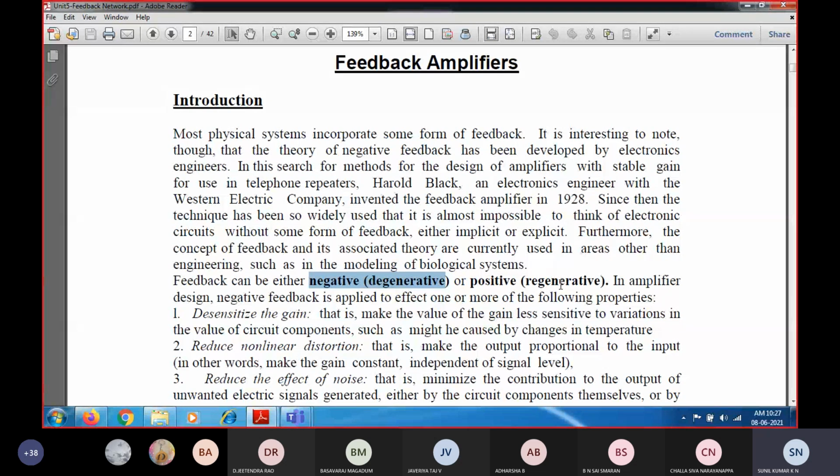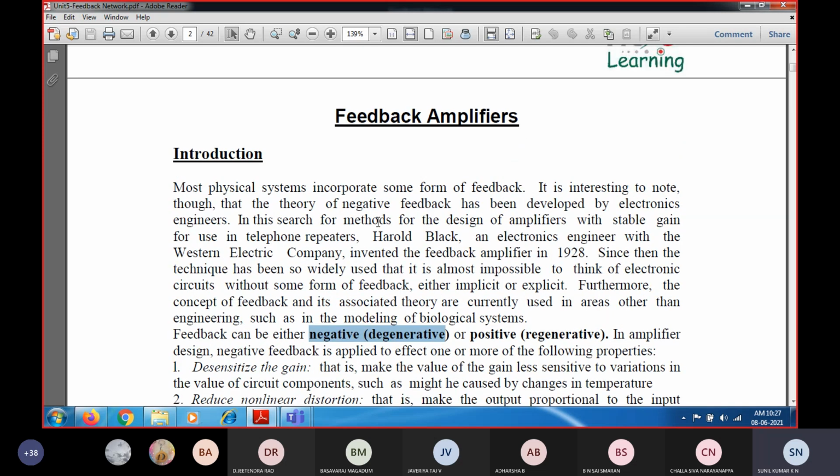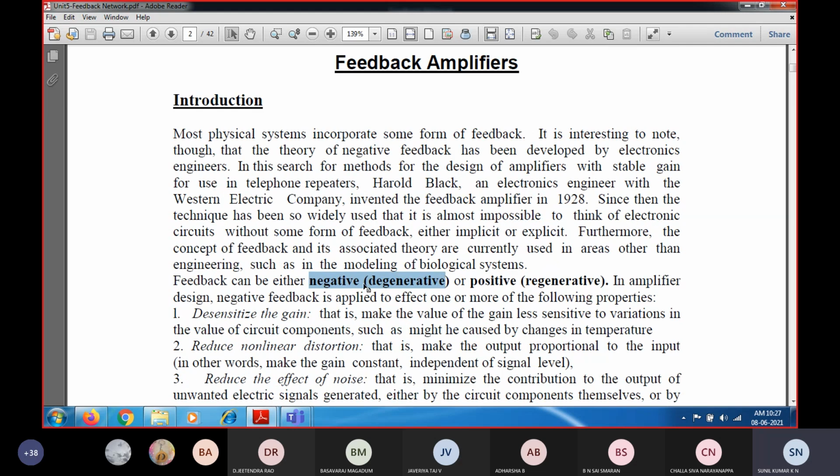And in this chapter, we are going to study the importance of negative feedback, because we have already seen some examples as well. So what is the effect of negative feedback, and what are its important properties? In this feedback amplifier chapter, you are going to study negative feedback in detail, and the important properties that we are going to obtain.